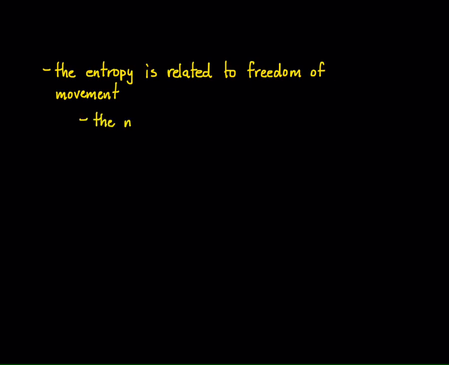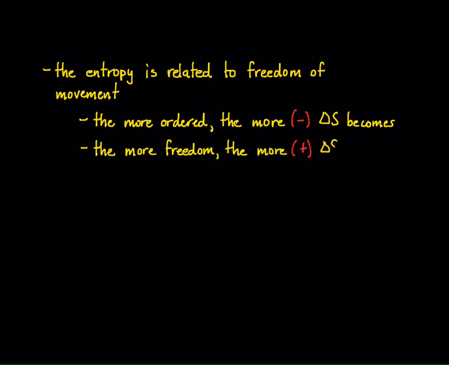But how does entropy play a part in this? Well, entropy is related to what we call the freedom of movement of a molecule. What does that mean? The more ordered a molecule is, the more negative delta S becomes. The more freedom a molecule obtains, the more positive delta S becomes. Now remember, in the equation delta G equals delta H minus T delta S, the more positive delta S is, the greater the entropy, the more disordered a reaction becomes. That means delta G has a potential of becoming negative. Let me show you what I mean by that.